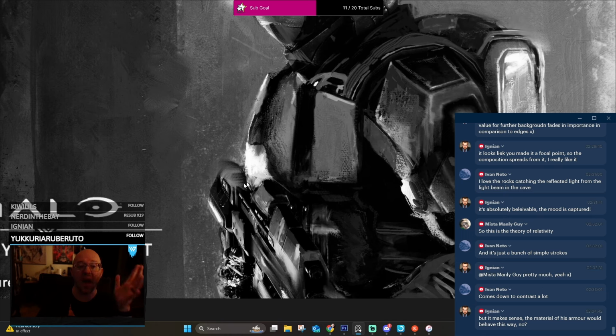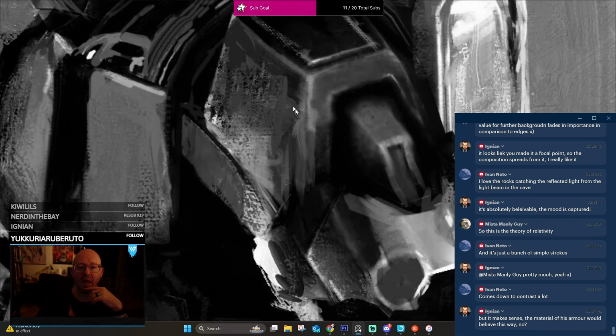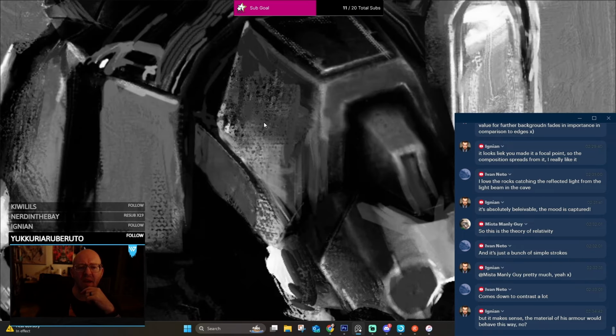Rather than a highlight, I can keep the highlight on the gun. Maybe I can even add a highlight to this part of the gun, the butt of it facing the light. But I don't think that works. I also don't think this rust area works all that well, because it's hard to tell what's happening.